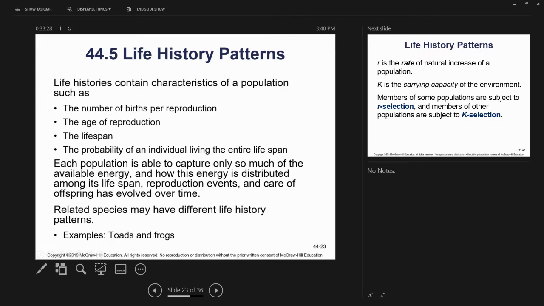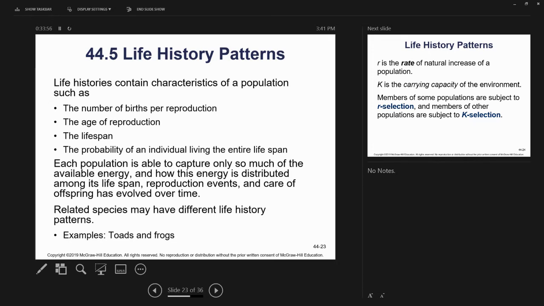So any population can only get so much of the available energy in the area that it inhabits. That's food. That's how much energy we can get. How is the energy distributed among the lifespan? I have to have energy to reproduce, I have to have energy to grow, I have to have energy to survive, I have to have energy to go out and hunt down food to get more energy.